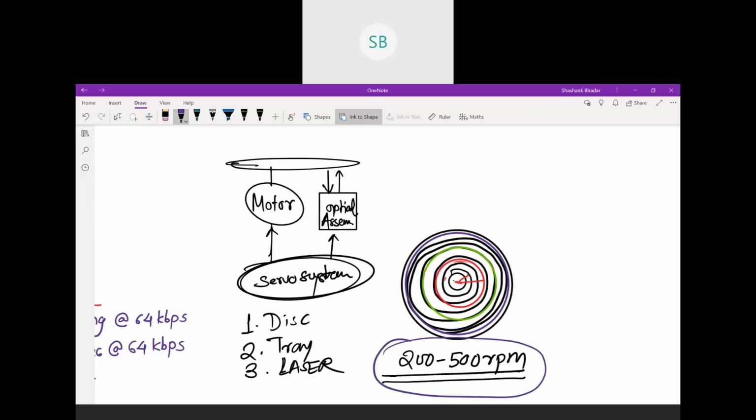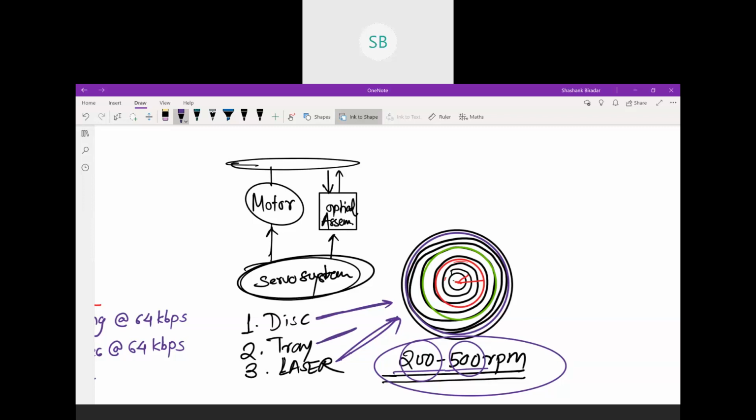Understood why there is a lower extremity and upper extremity for the rotation of the disk. For that purpose we need this motor to be varied based upon the position of the laser, at which track the laser has been pointed. With reference to that, the disk is rotated with that particular rotational speed. And finally, when you want to insert or take back your disk, the tray has to be opened. For that also we require one motor.